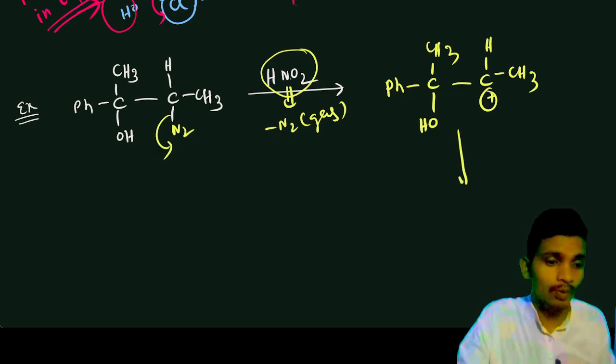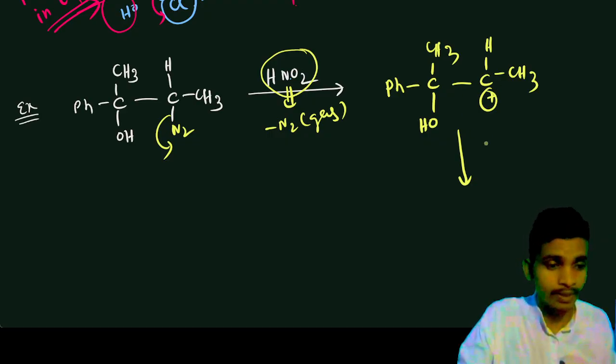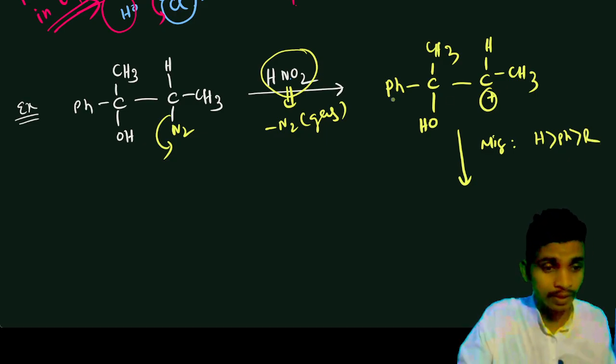Now a group will shift. We know the migratory aptitudes: first is hydrogen, then phenyl, then alkyl groups. Here hydrogen is not there, so phenyl will shift.